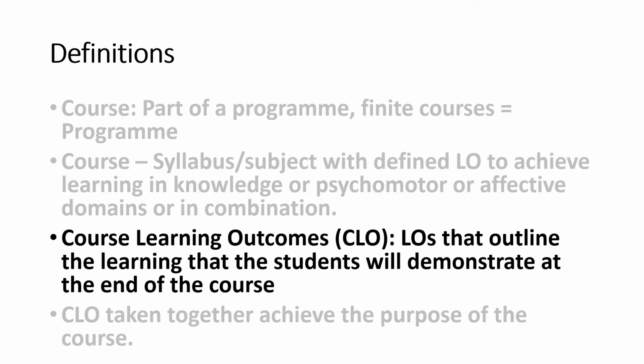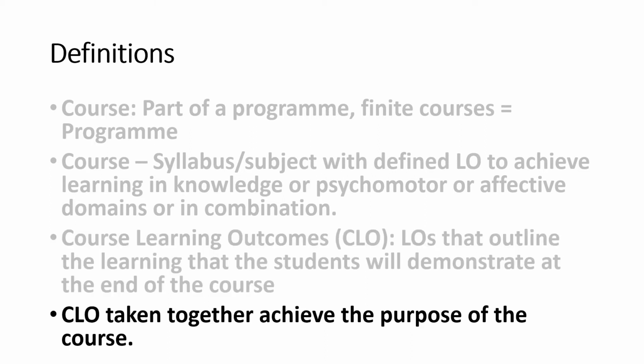The course learning outcomes or CLO describe the learning that would be demonstrated by the students after successful completion of the course. The CLOs are individual pieces of the puzzle that, when put together, achieve the purpose of taking the course.